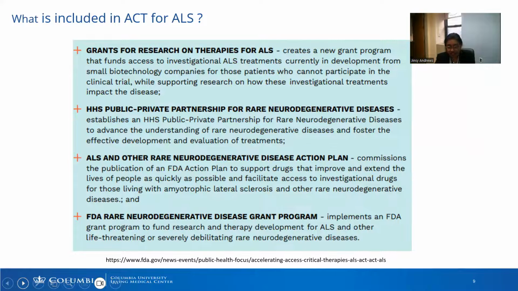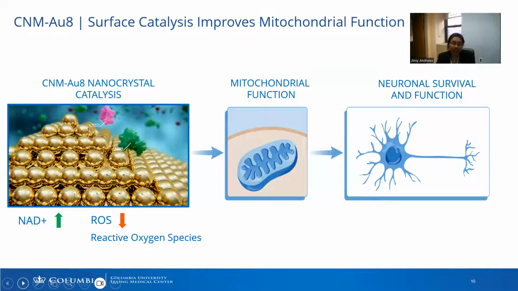So if you go to the next slide, I'll just talk a little bit about the CNM-AU8, which is the compound that I received funding for at Columbia in collaboration with Clene and also with Synapticure. So first I'll talk about the compound. You've heard this before, and some people have had trouble keeping track of what it is.